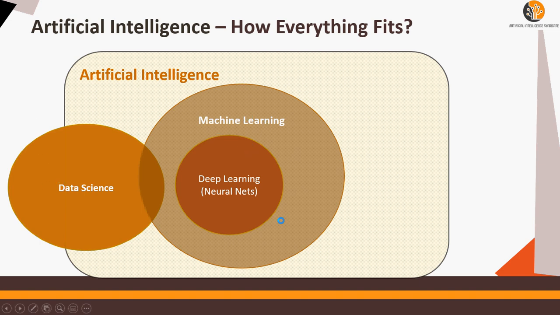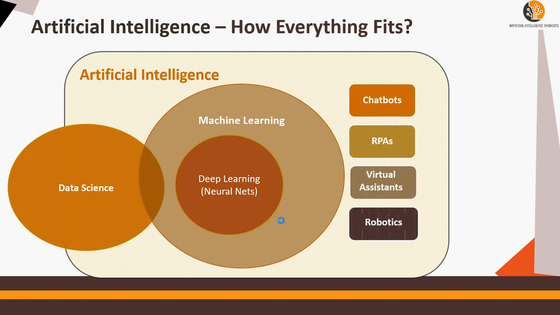Then you have chatbots, RPAs, virtual assistants, and robotics, which are all part of artificial intelligence. They may or may not be machine learning.